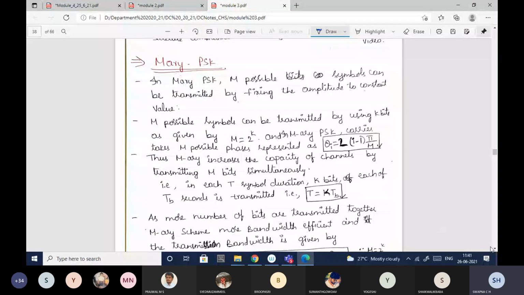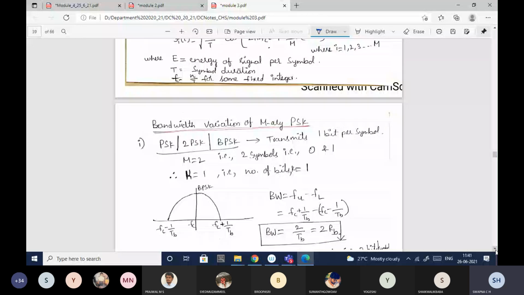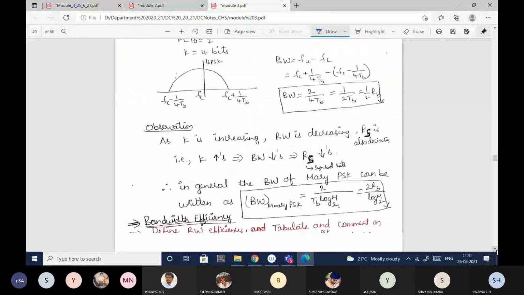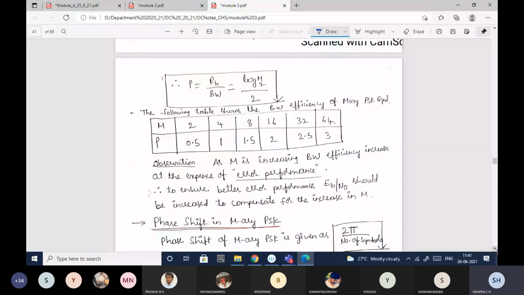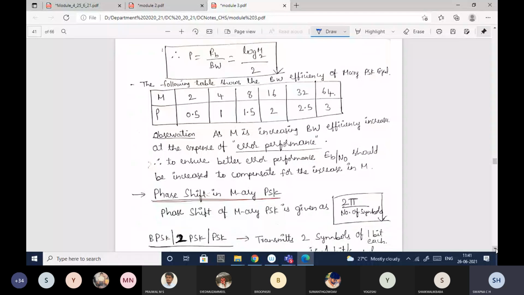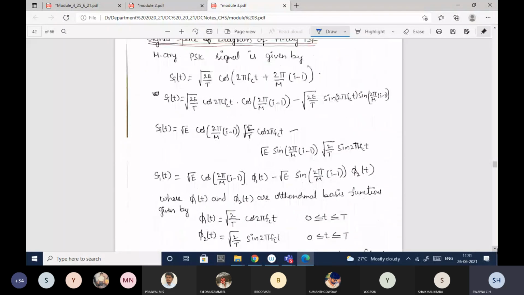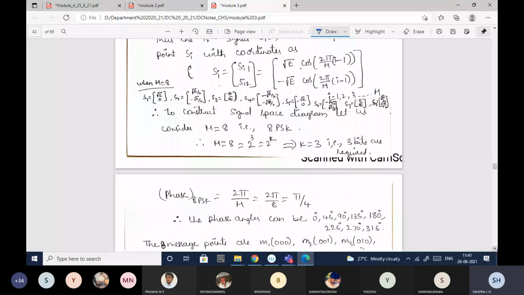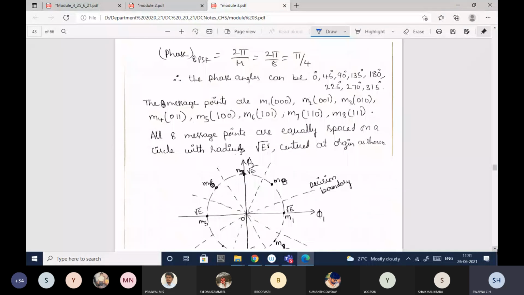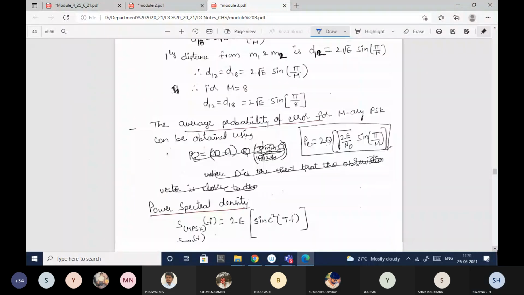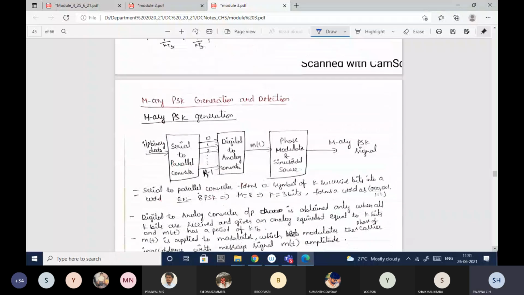M-ary PSK. Here you don't have any probability of error. Then the signal space diagram of M-ary PSK is also important. You don't have any derivation with respect to probability of error for M-ary PSK. You don't have any derivation here.